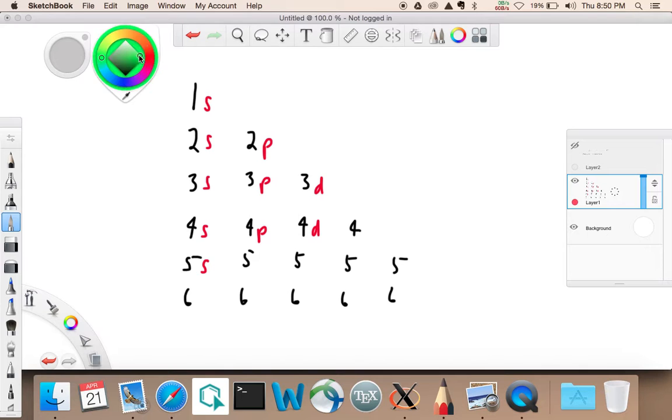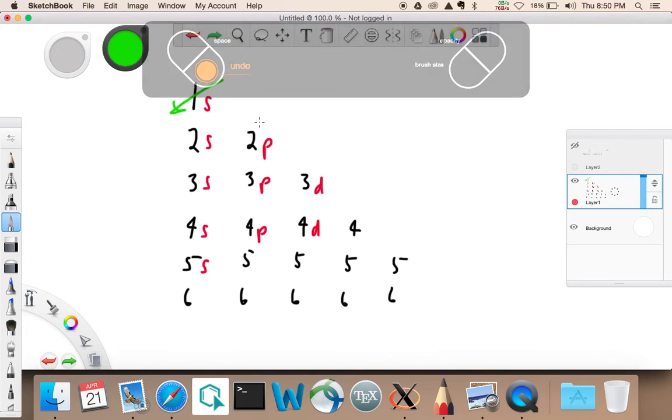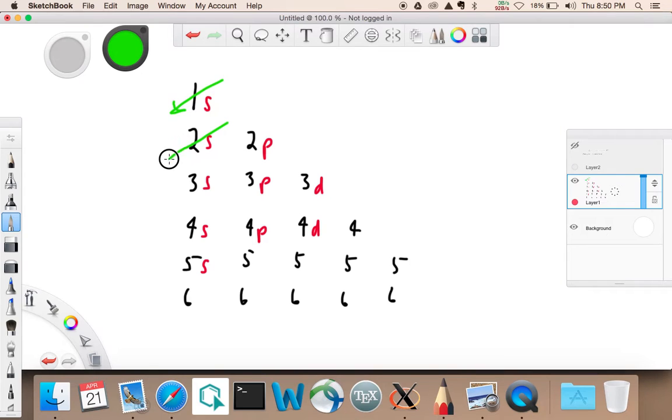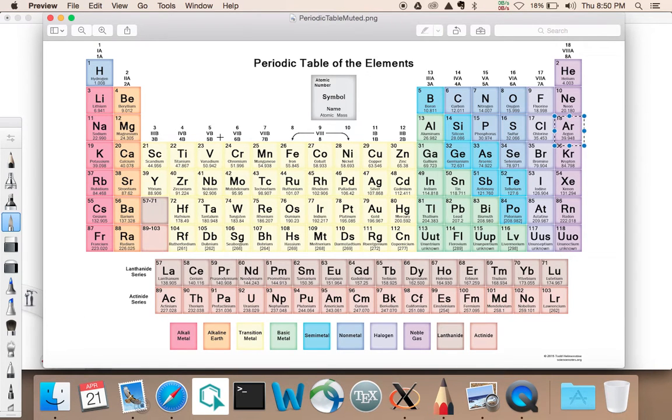Remember, the filling order for the diagonal rule is 1s, and then we come back up, and we go 2s, and we come back up, and we go 2p, 3s, 3p, 4s, and so on, right? Well, let's go and look at vanadium. Where is vanadium? It is right there. Can you see it?